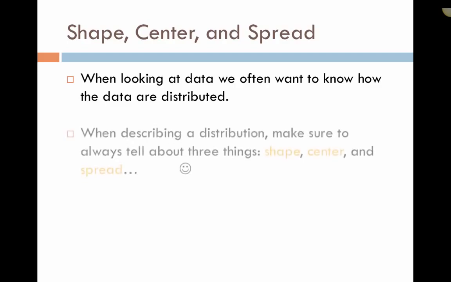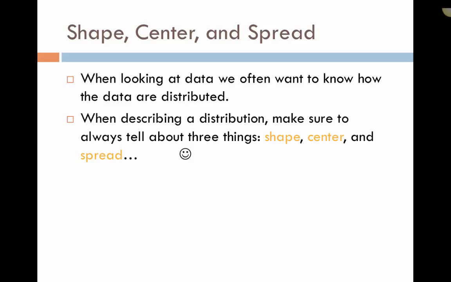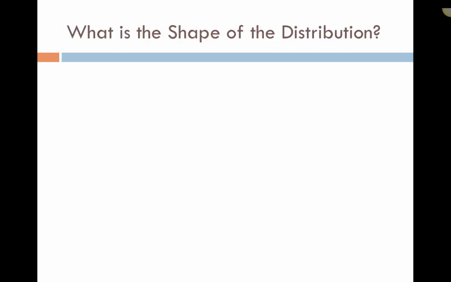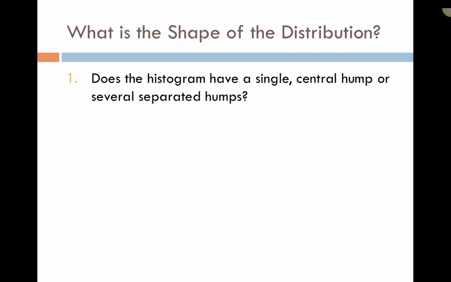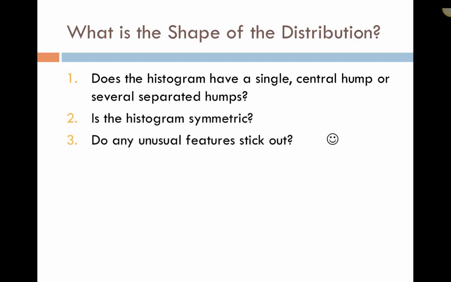Once we have the display, we often want to know how the data are distributed. So when we're looking at the distribution, we always want to tell about 3 things: shape, center, and spread. Starting with the shape of the distribution, we want to look: does the histogram have a single central hump or several separated humps? Is the histogram symmetric? And do any unusual features stick out?